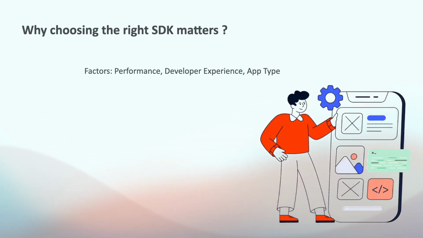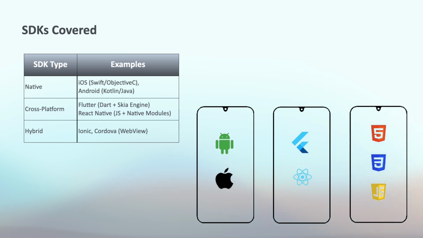Picking the right SDK is not just a tech decision, it affects how smooth your app runs, how fast you can build, how good the user experience is, and definitely cost also matters. So in this video, we will look at the pros, cons, and the real world use cases for each option, so you can make a smart choice. Let's break down the four main categories of mobile SDKs.